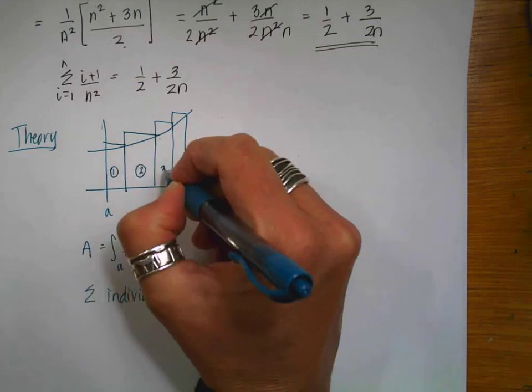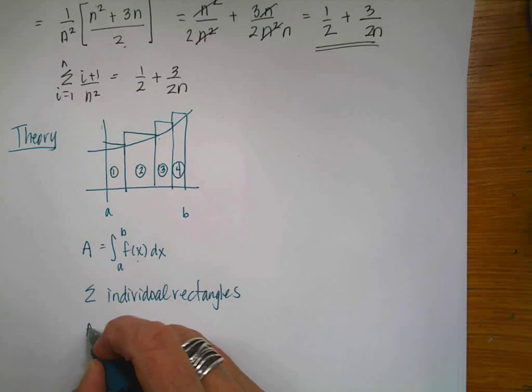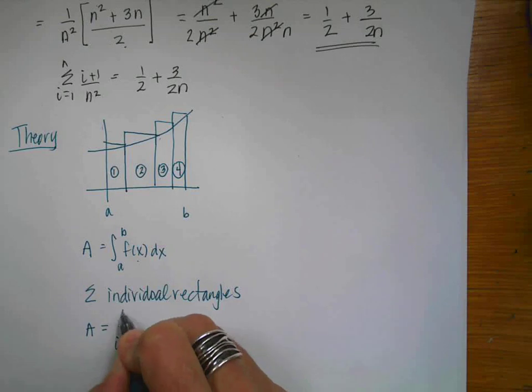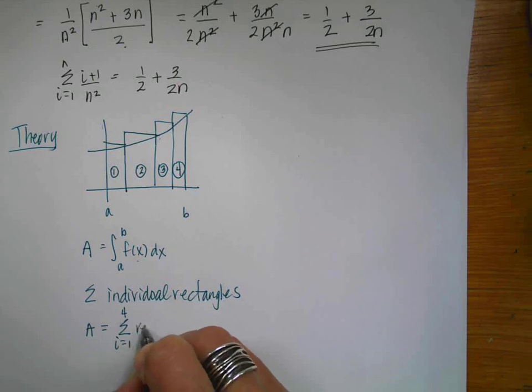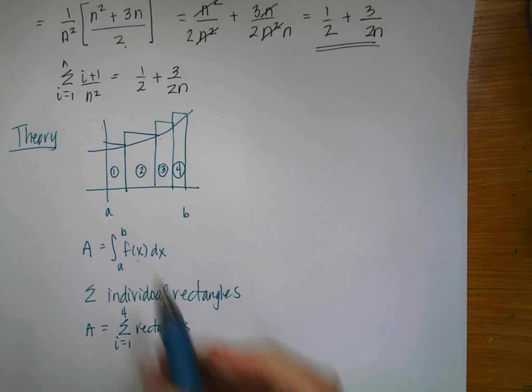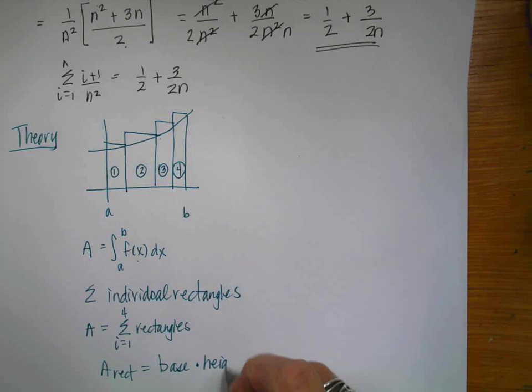So maybe I have rectangle 1, rectangle 2, rectangle 3, and rectangle 4. So the area would equal the sum from i equals 1 to 4, and then I would sum my rectangles, okay? And I'm going to just write it like this instead of using a formula. So then I could figure out the area of each rectangle. Area, remember, for a rectangle is going to be the base times the height, okay?